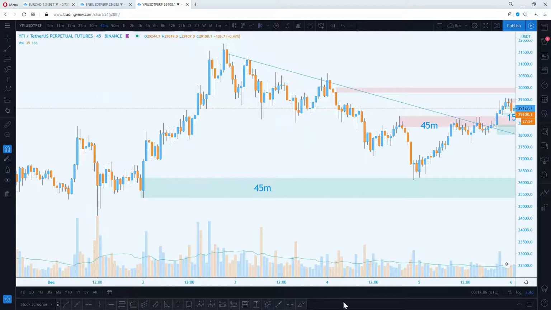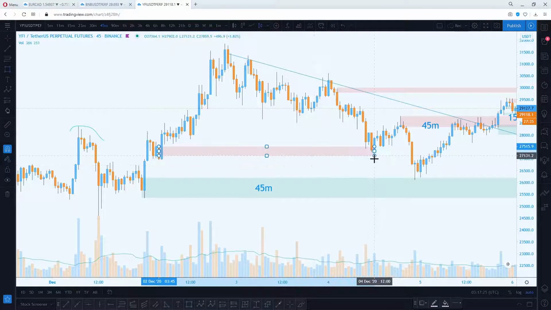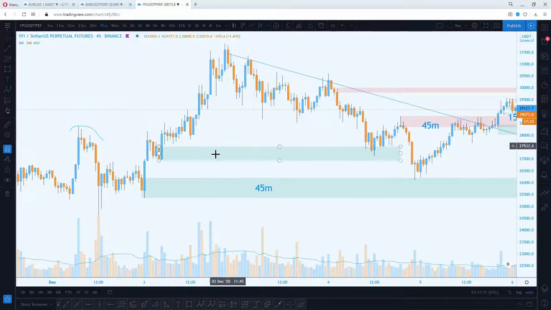So this is a swing high, and this didn't break it, but this did break it, and this could have been my demand. Let me mark it please. This could have been my demand. And as you can see, it reacted there a bit up.